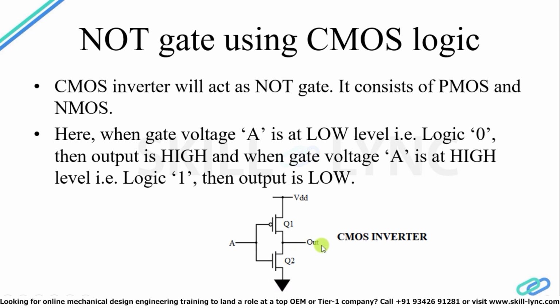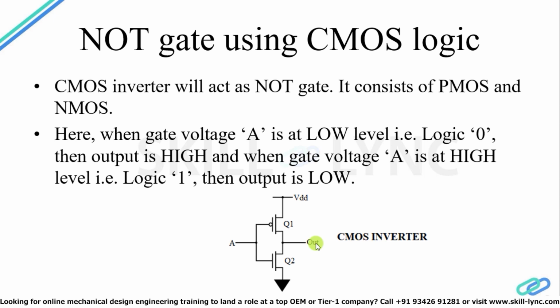That's why output is low, that is 0. So the summary is, whenever you are giving A equal to 1, you are getting output equal to 0, and whenever you are giving A equal to 0, you are getting output high, that is equal to 1. So it will act as a CMOS inverter. Okay, I hope it is clear.